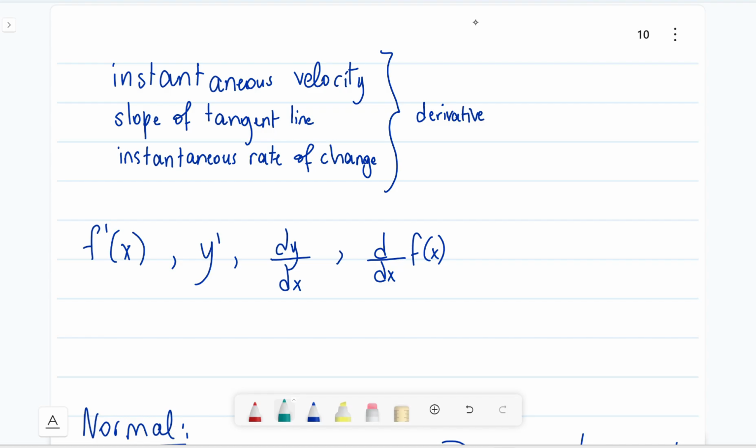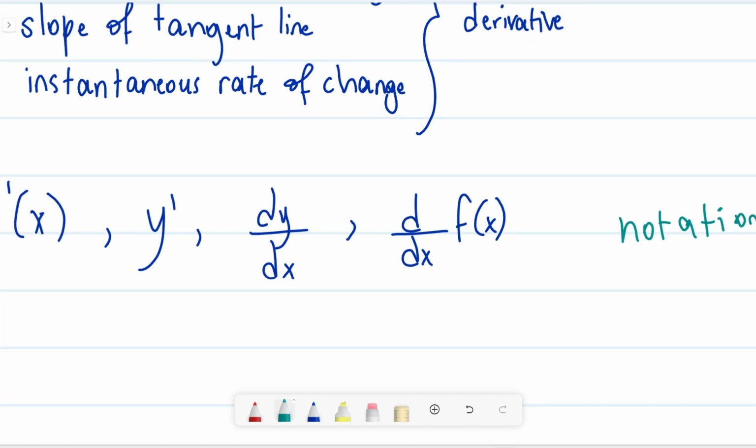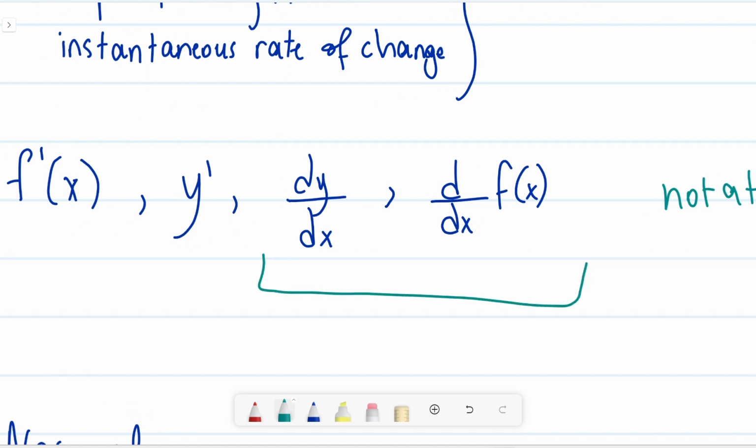What I wrote at the top here is a small summary: the derivative can describe the instantaneous velocity at a certain time, the slope of the tangent line at a certain point, and the instantaneous rate of change at a certain point. Now let's look at the notations. The first notation to describe the derivative is f prime of x. The second one, y prime. The third and the fourth are quite similar, and they are in fact called Leibniz notation.